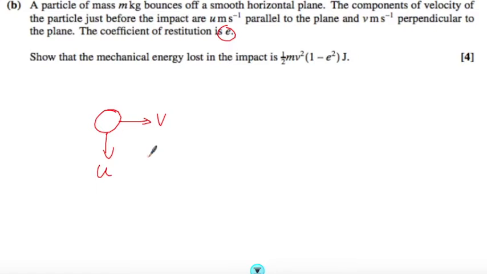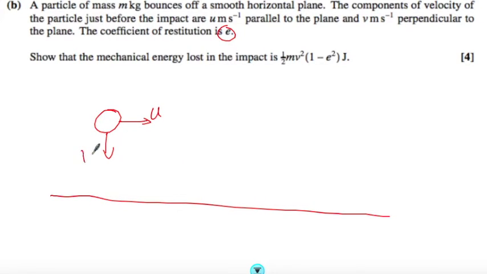So what you need to realise is, if this is hitting a plane, so it's going u parallel to the plane and v perpendicular. So I'm going to swap those round because I prefer to, let's imagine our plane here. So it's travelling u like this, v like this, and then after it's hit the plane, it's going to be travelling some speed like that. Now the parallel speed is going to be the same, it's still going to be u, and the speed it's travelling up, well, that's going to be changed by this coefficient of restitution, so that's going to be ev or ve.